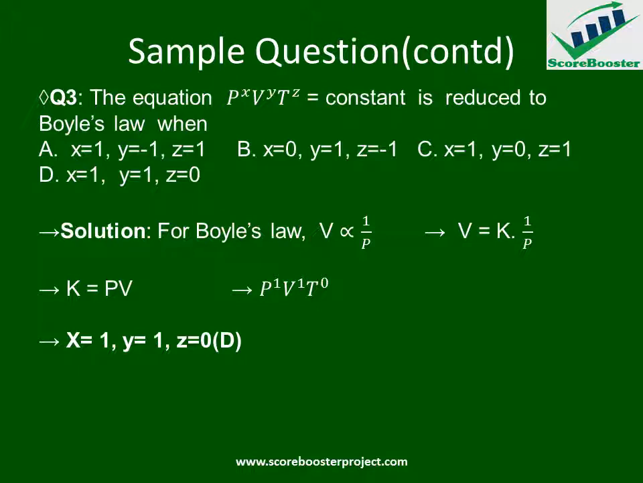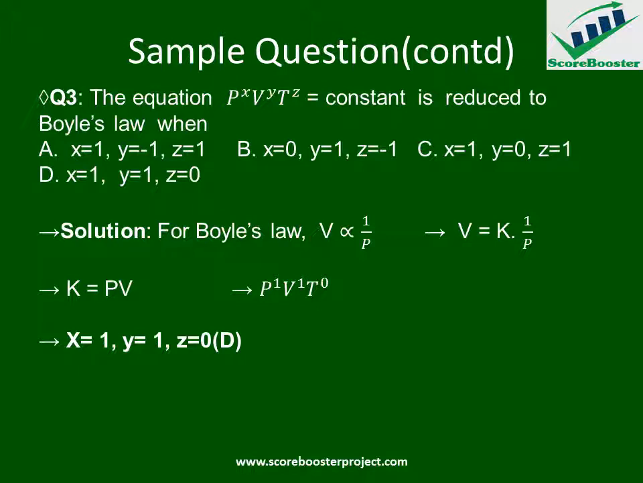So since there is no T, T will be expressed as T raised to power 0. Now in this case, k equals p phi, both are positive here. That means P will be expressed as p raised to power 1. V will be expressed as phi raised to power 1, while T that is absent will be T raised to power 0.